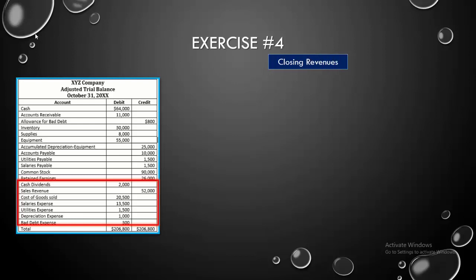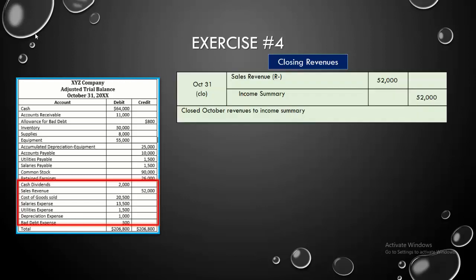And the first entry using this income summary method is going to close your revenues. So we have one revenue account. It is sales revenue. And as we see on our adjusted trial balance, sales revenue has a credit balance of $52,000. Well, we got to reduce that to zero to prepare it for the next period. How do you reduce an account with a $52,000 credit balance down to zero? You debit it for the same amount.